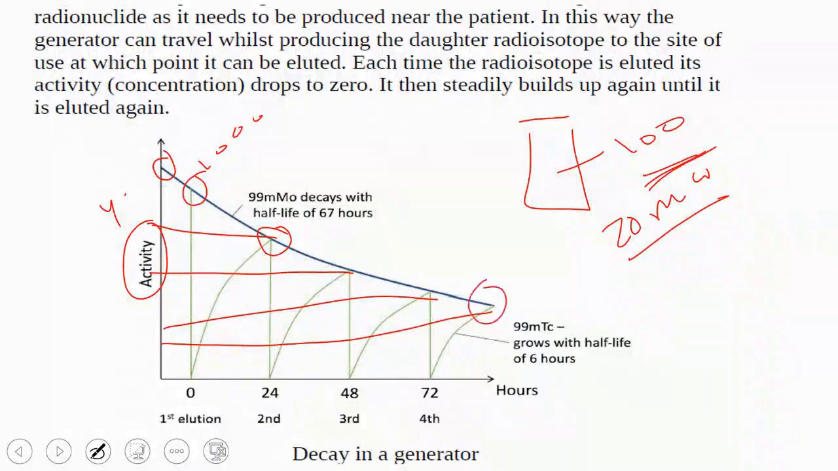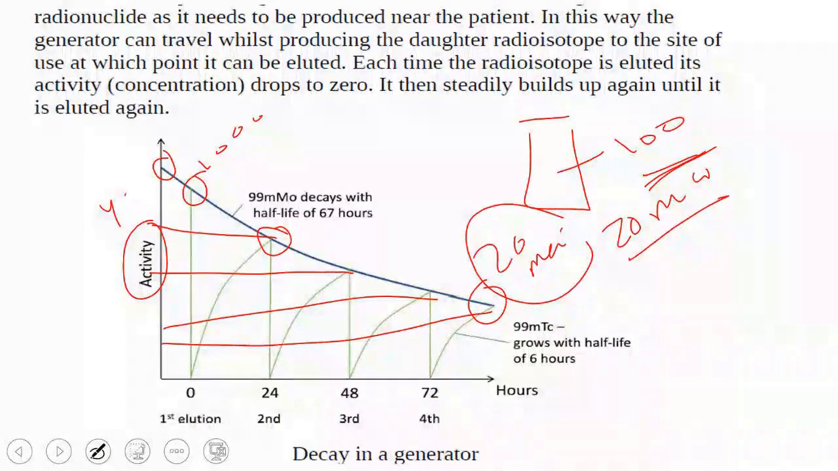However, on the last day, the activity I received was 20 millicuries, which will only be sufficient for 1 patient. If I need, for example, an activity of 20 millicuries, then that will only be enough for 1 patient. Over time, the activity decreases, and therefore, I won't be able to meet the number of patients coming to the nuclear medicine department for treatment.